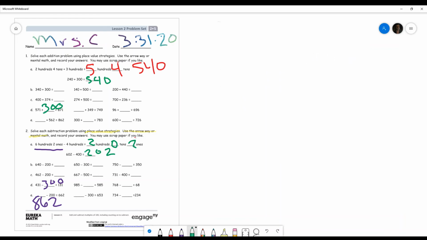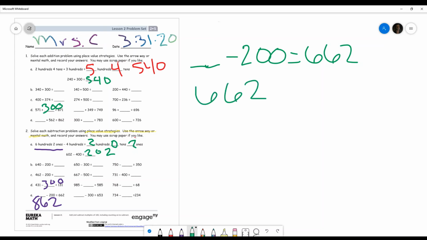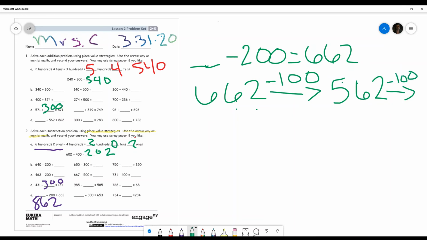Let me just show you what would happen if I did this the wrong way. I talked about it, but let me show you. Now, if I took 662 and I'm going to subtract 100, 6 minus 1 is 5, and remember, our 10s and our 1s do not change, so it'd be 562. So now if I subtract another 100, 5 minus 1 is 4, my 10s and 1s stay the same, that gives me 462.